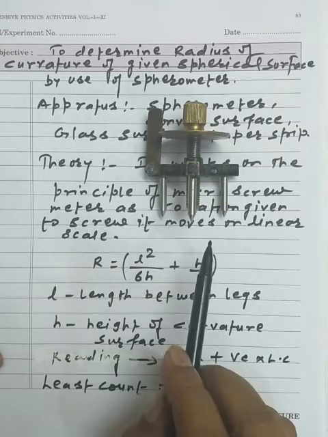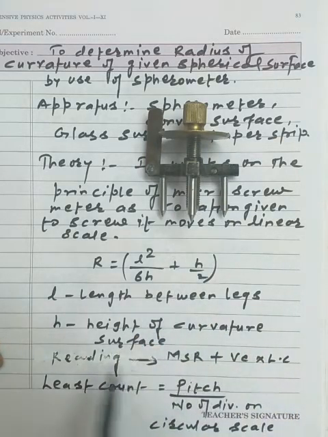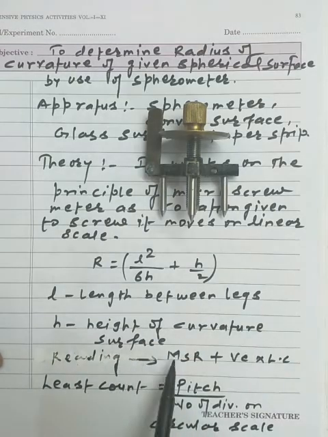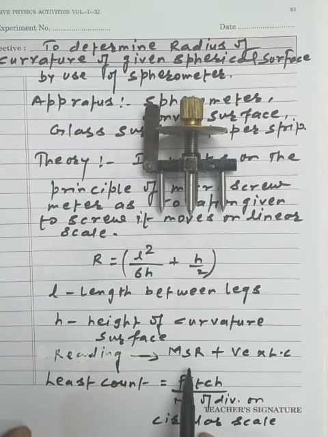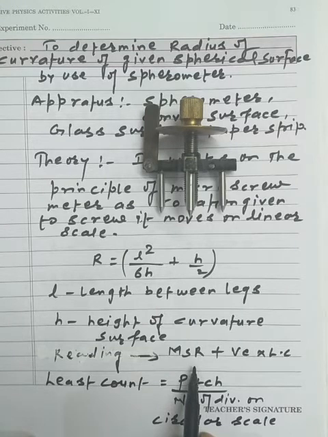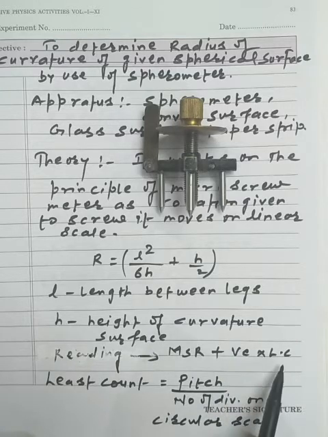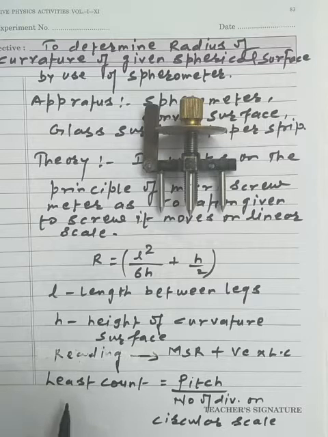So we can easily find that out. And h is the height of the curved surface. We can measure the reading simply, as we did with the last two apparatus: MSR plus circular scale reading into least count is the simple method. As we did with the screw gauge, the concept of least count is pitch upon number of divisions on the circular scale.